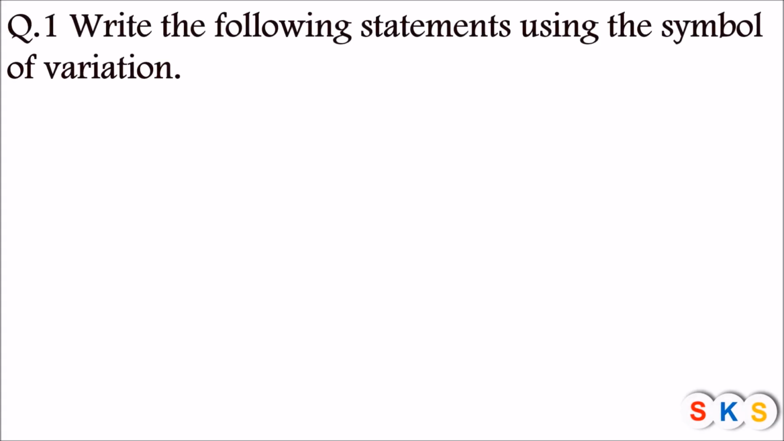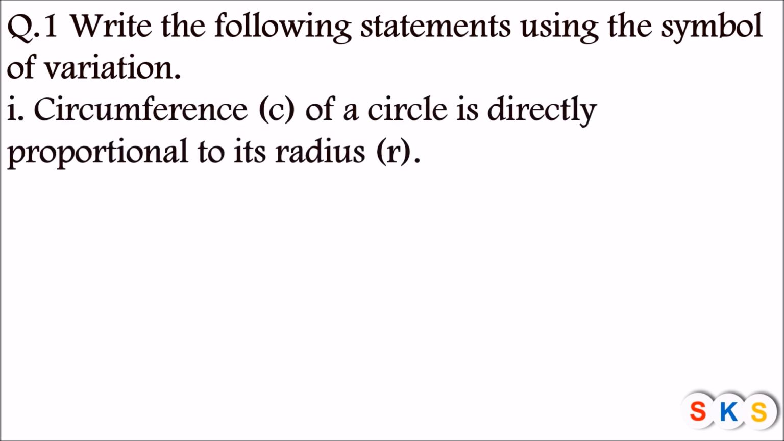Here we have question number 1. Write the following statements using the symbol of variation. The first question is: the circumference, that is C, of a circle is directly proportional to its radius, that is r.